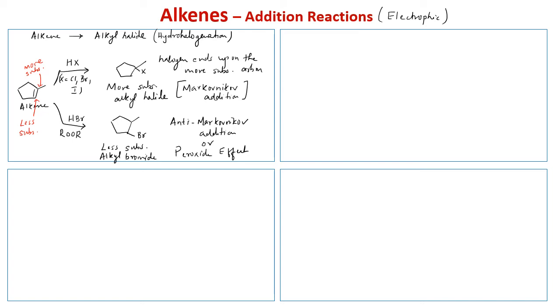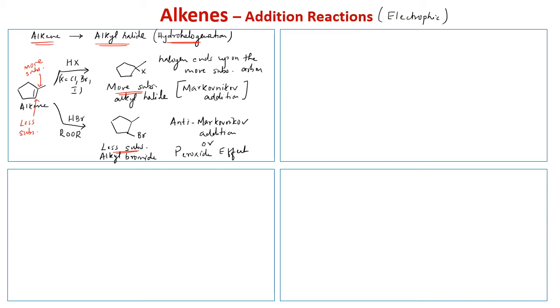Okay, so essentially alkenes can be converted into alkyl halides through a hydrohalogenation reaction, and you can choose whether you want the more substituted alkyl halide as the product or the less substituted alkyl bromide as the product by the choice of the reagent. Okay, that's the first set of reactions of alkyl halides.